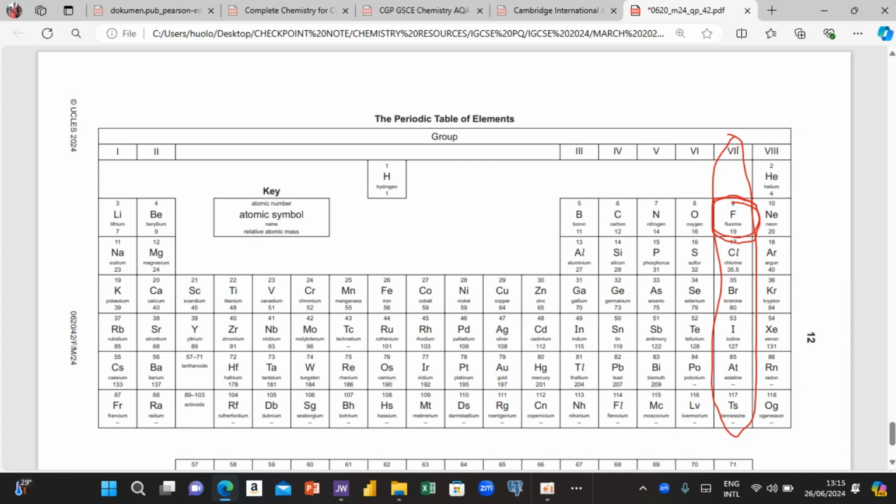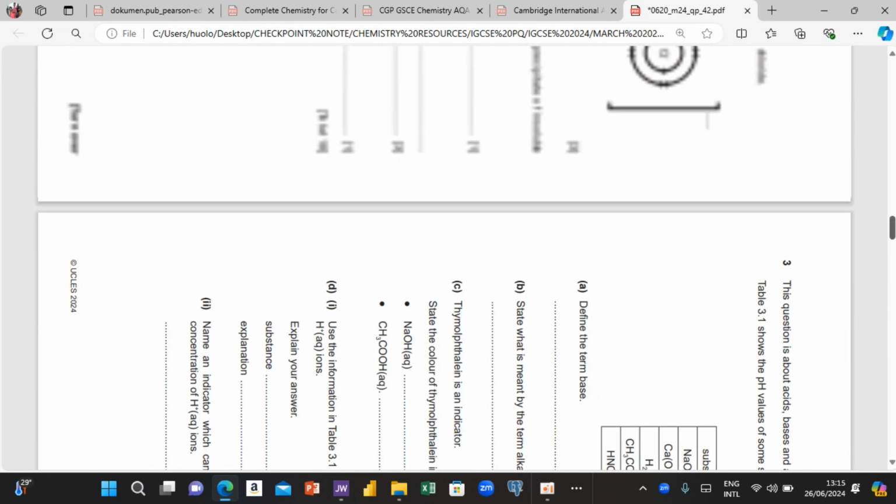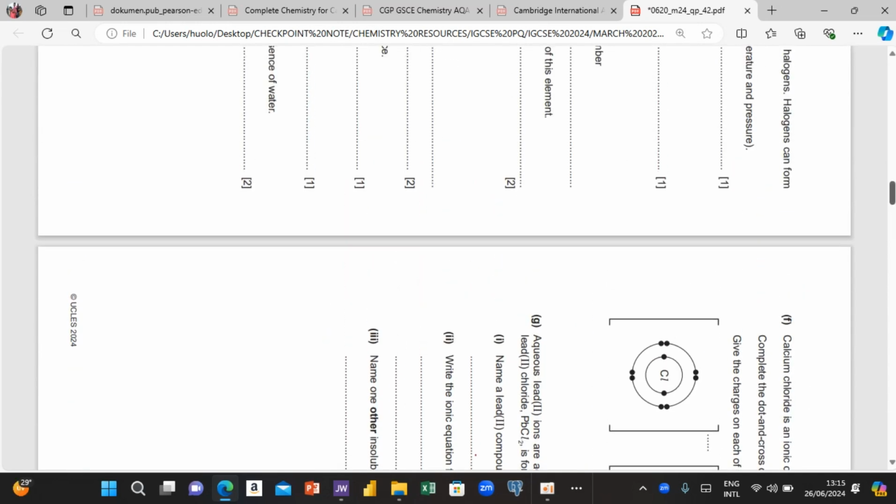Now you know generally that in the periodic table, specifically group 7 elements, as you go down, they get less reactive. Reactivity decreases as you go down the group. That's just for the halogens. Okay, so let's see if we're able to answer question 2 with this information.